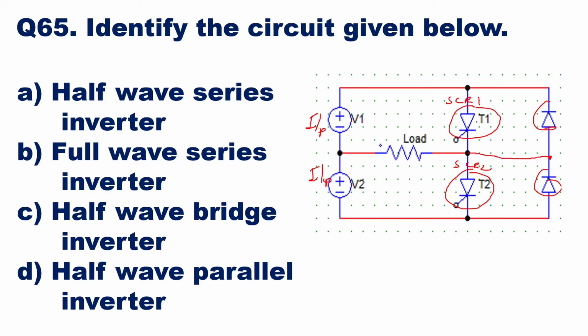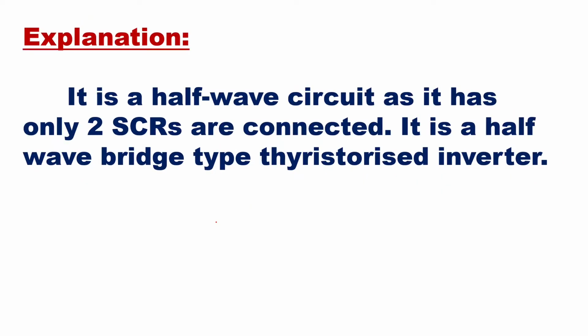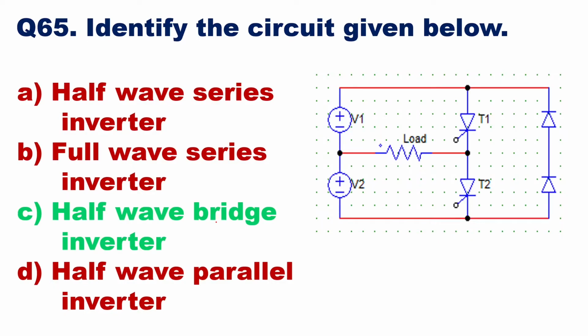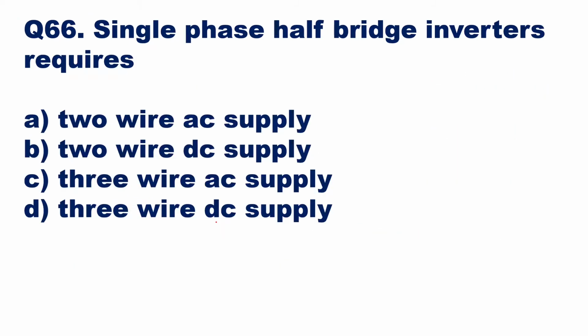SCR1 and SCR2 will form the half bridge. So it is a half wave bridge inverter. So here option C will be the right answer. It is the half wave bridge inverter. It is a half wave circuit as only two SCRs are connected. It is a half wave bridge type thyristorized inverter. So here you can see option C is the right answer. Then we'll go to question number 66.